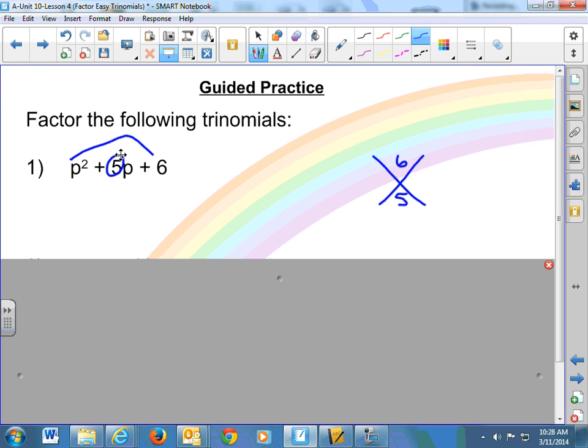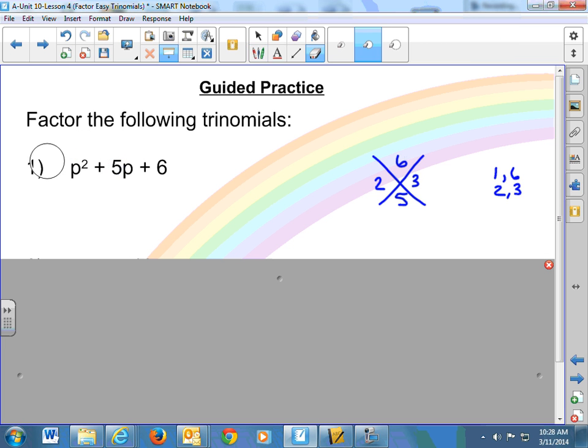So I have to remember our factors. You could try 1 and 6. That won't work. The other one is 2 and 3. Well, that will work. 2 times 3 is 6, and 2 plus 3 is 5. So that's the ones we want to use. Now what we're doing is we're going to call it split in the middle. So we're going to rewrite this trinomial as a polynomial of 4 terms.